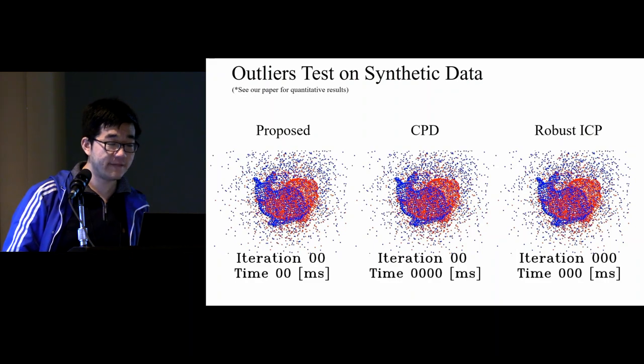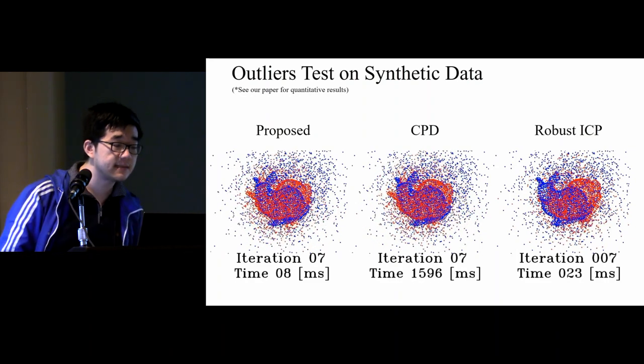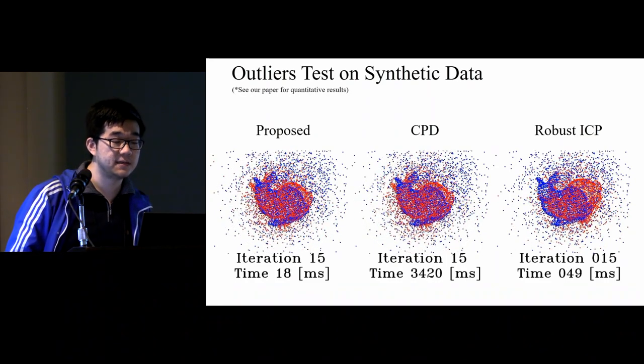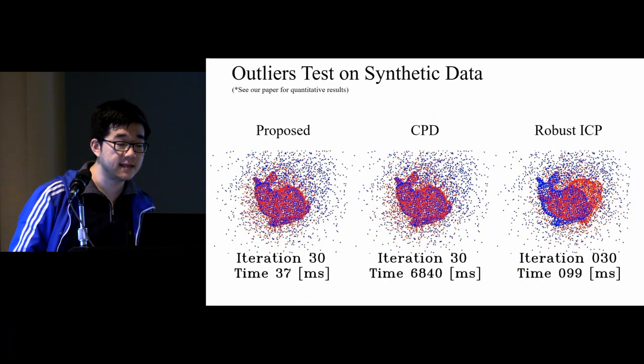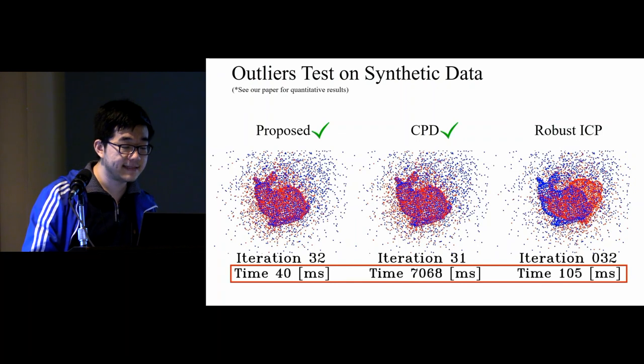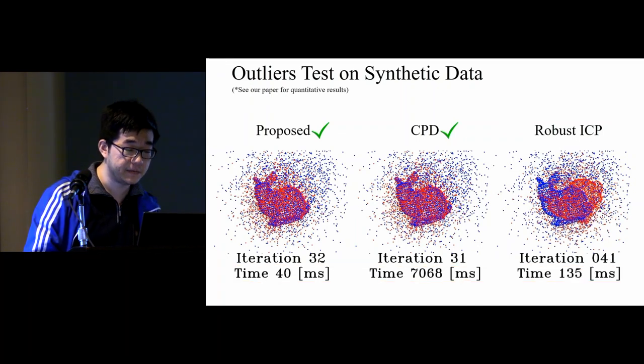So how does filter-based correspondence work in practice? We first perform diagnostic tests using an outlier test and compare our algorithm with two representative baselines. Our method is as robust as coherent point drift, or CPD, which is a widely used probabilistic algorithm, and it is much faster than both methods, as shown in the running time.